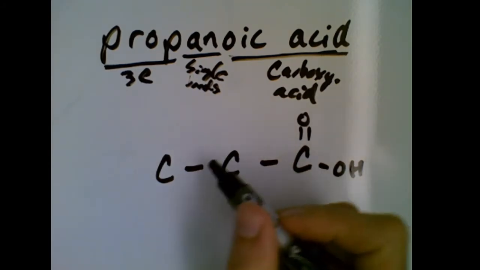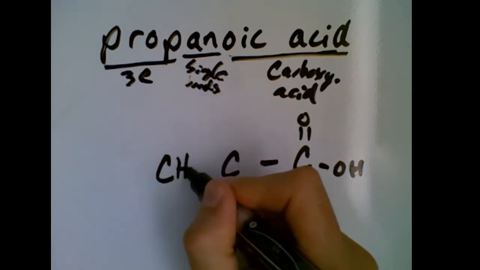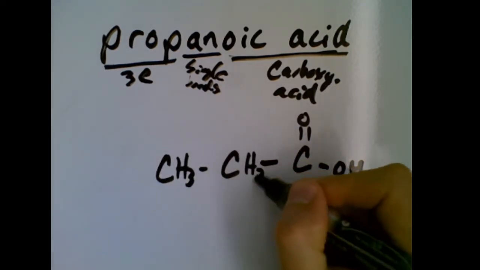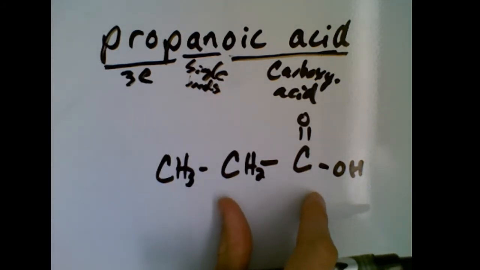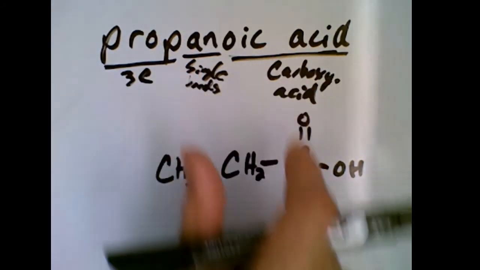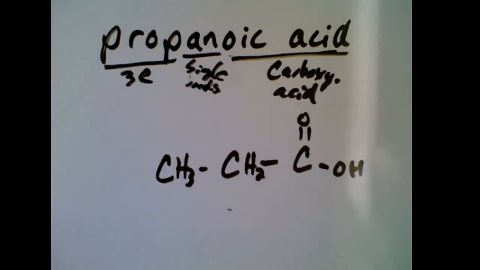And then I have these other carbons that have to be filled out with bonds. So I'm going to have CH3 on the end and CH2 in the middle. And there we go, propanoic acid. So that's how we go from the name to the formula. So now let's try one where we go from the formula to the name.